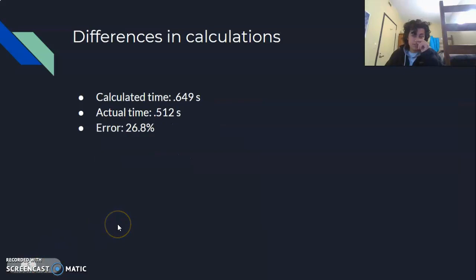So the difference in calculation here is that the time that I found the average from was 0.512 seconds, and the calculated time from my GlowScript code is 0.649 seconds, which is an error of 26.8%, which might seem pretty substantial, but there are several different ways that error can happen.